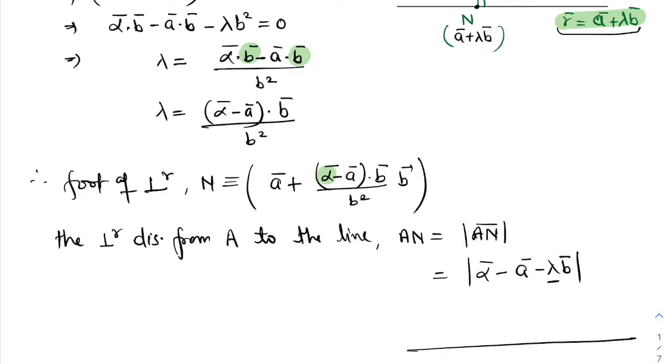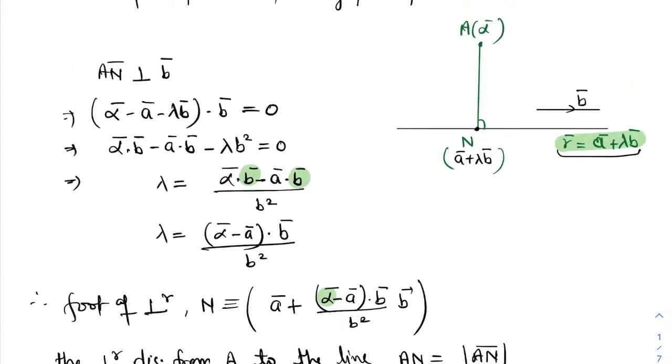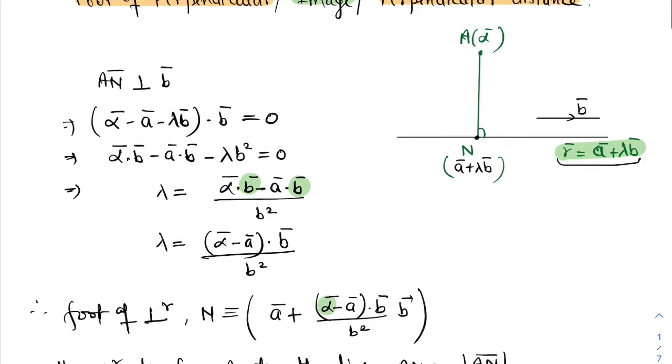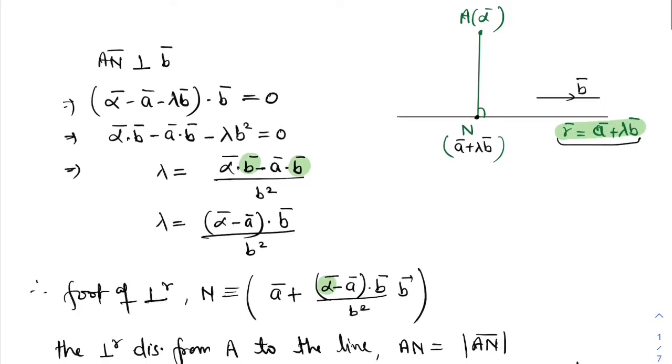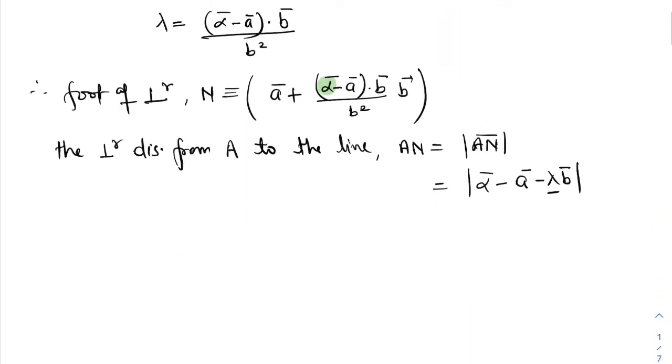So if we have this position vector N, and we are already given the position vector of point A from where we are drawing this foot of perpendicular, we can easily subtract these two position vectors to get the vector AN, and then we can calculate the magnitude. Okay, so in this way we can write this perpendicular distance.